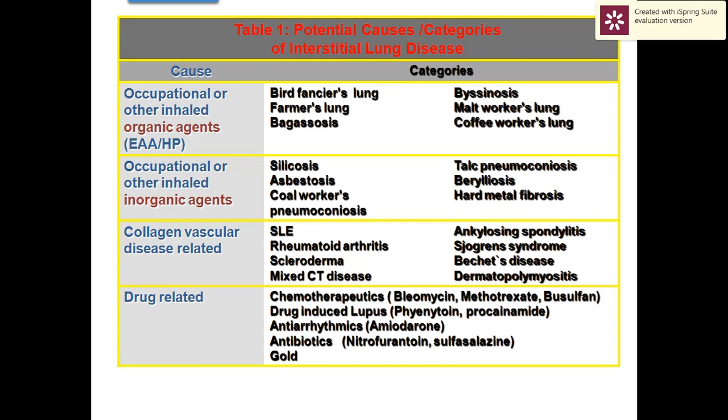Then inhaled inorganic agents. The collagen vascular diseases or connective tissue diseases like SLE, rheumatoid arthritis, scleroderma, ankylosing spondylitis, and Sjögren syndrome can all result in interstitial lung disease. Also drug-related causes: chemotherapy like bleomycin and methotrexate, phenytoin, and amiodarone, the most common antiarrhythmic drug, can result in interstitial lung disease. In addition, antibiotics like nitrofurantoin, sulfasalazine, and gold.